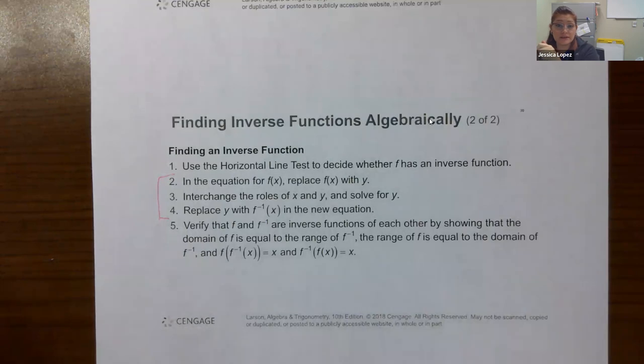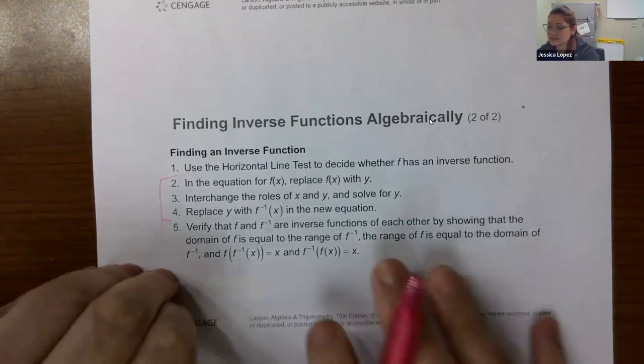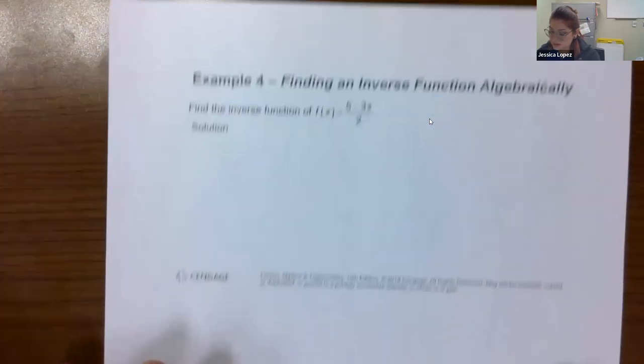After you replace it, you swap the x's and the y's, the new y is now the inverse, okay? So you solve that thing for y, get y all by itself. Once you have y all by itself, then you're just going to replace it back with the correct name. You know that when you swapped it, you are now in the realm of inverses. So when you rename it at the end, you have to call it the inverse, okay? And so let's see an example of what that looks like, okay?